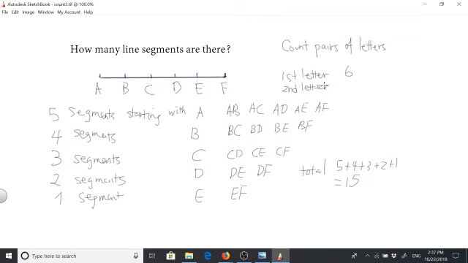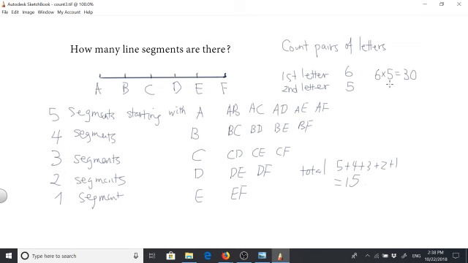And how many choices for the second letter? The second letter cannot be the same as the first letter. So now you have 1 less choice. So you have 5 choices. And therefore, the total amount of pairs, it's just the product. 6 times 5 equals 30.